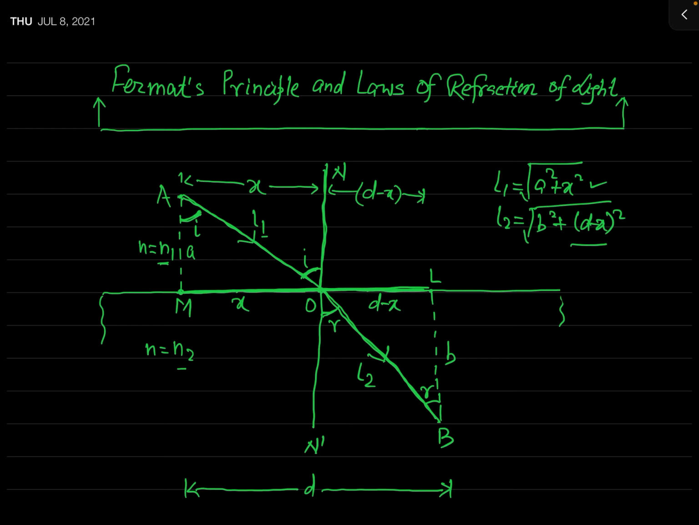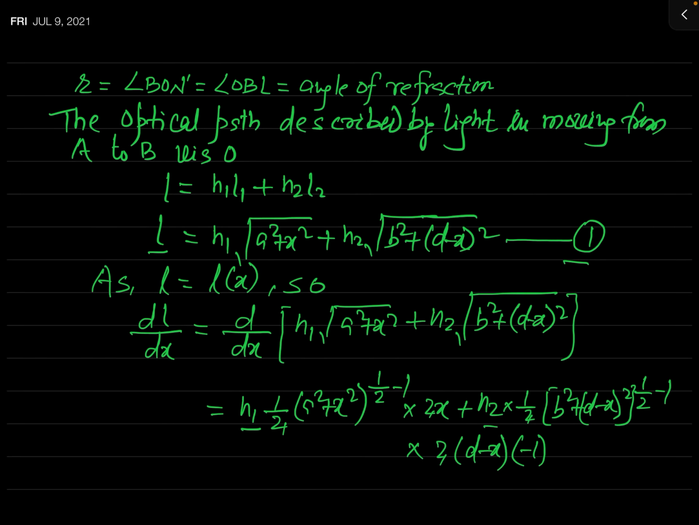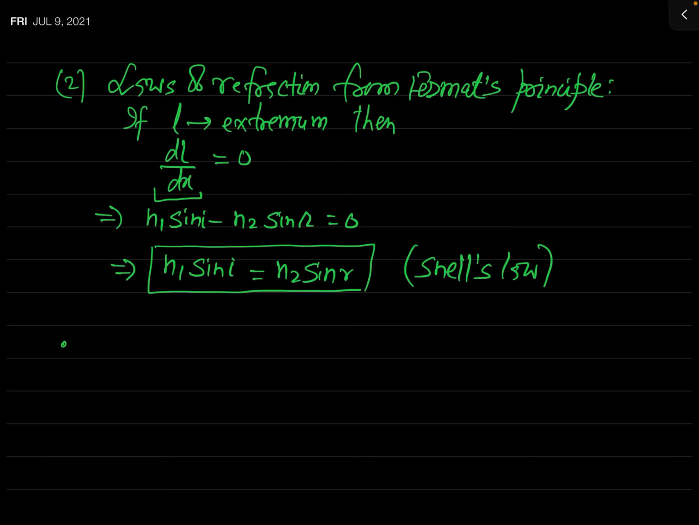So in this way we have established the laws of refraction of light from Fermat's principle, and also we have established Fermat's principle from laws of refraction of light. I hope you have understood each and every step clearly. This was a very simple application of Fermat's principle. In the forthcoming lecture we will see some of the more rigorous applications of Fermat's principle.